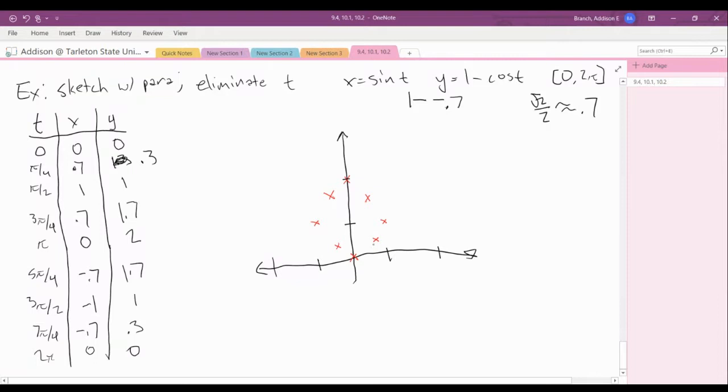So if we go ahead and connect, I drew the axes kind of wonky, but if we draw our arrows in, this is supposed to be a circle. It's supposed to be a circle that looks like this. I drew it wonky, so.